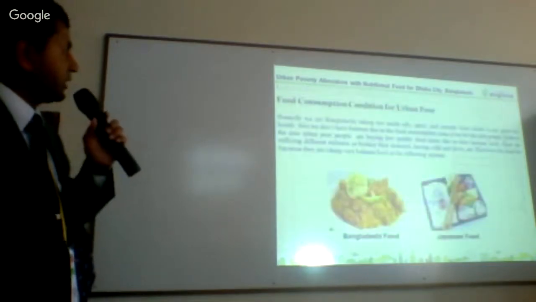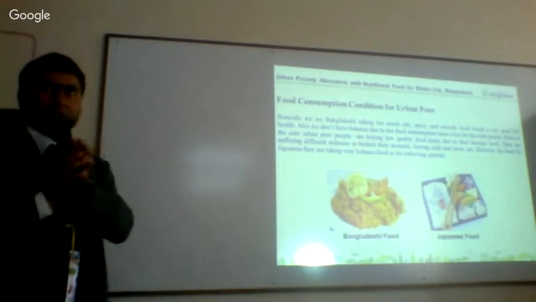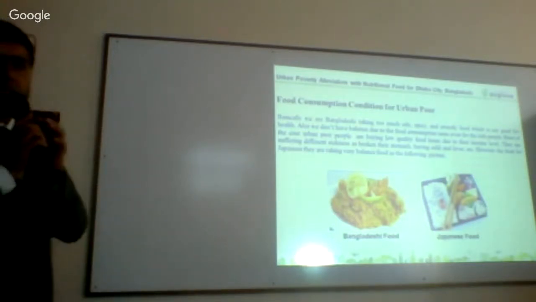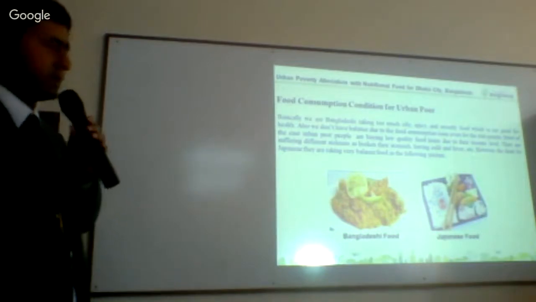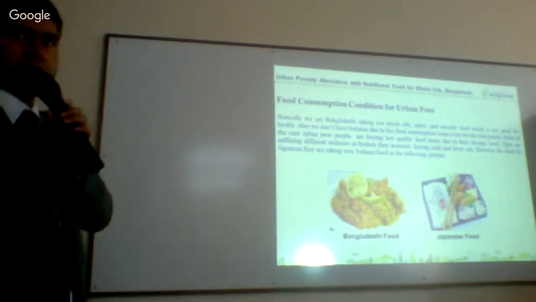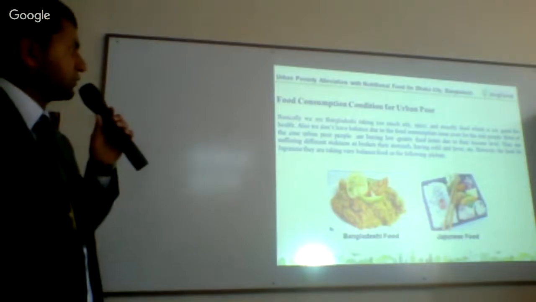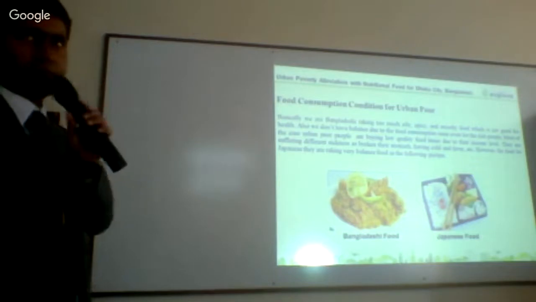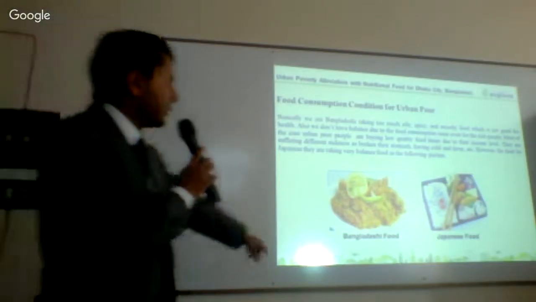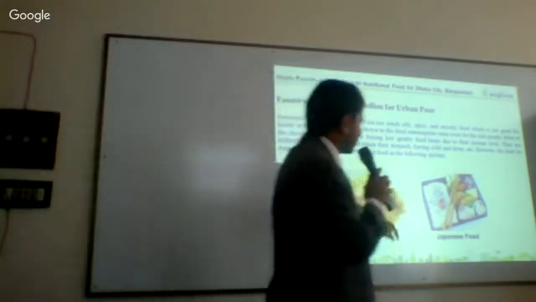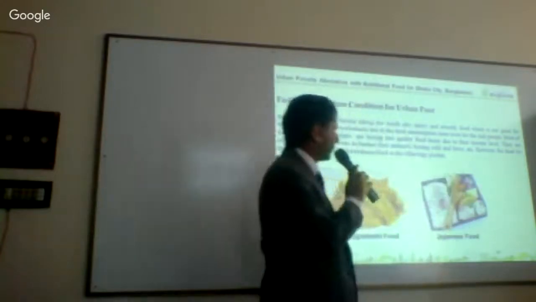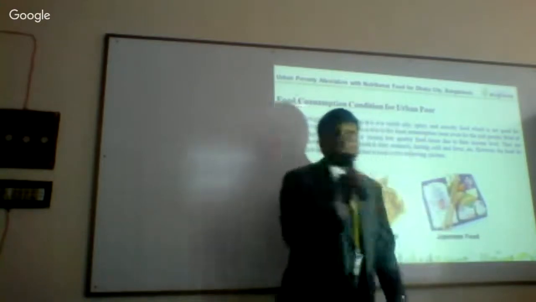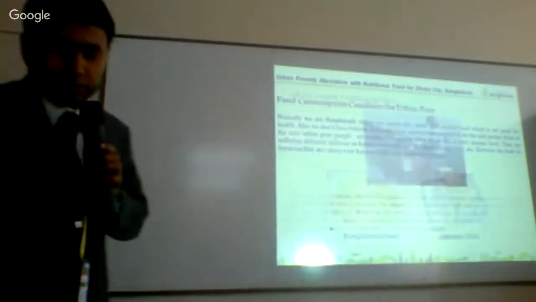Okay, so now the food consumption condition in our report. Basically, in Bangladesh, we eat oily and spicy food, or otherwise very sweet food. However, in Japanese food, as you can see, this is one box for the people. They have fish, meat, vegetables and eggs, so they have a very balanced meal.